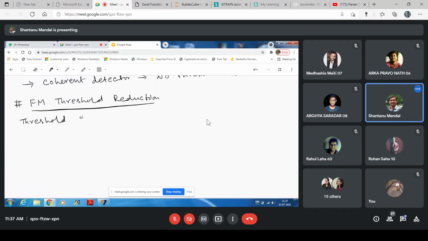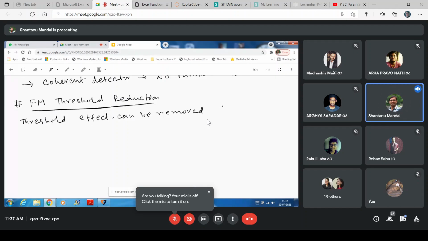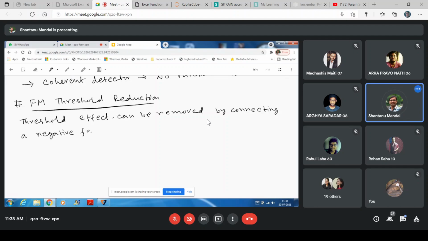So the threshold effect can be removed by connecting a negative feedback to the FM demodulator, or by using a phase lock loop. Okay.